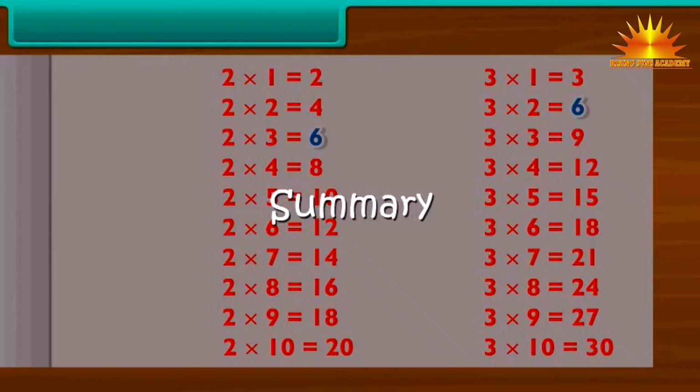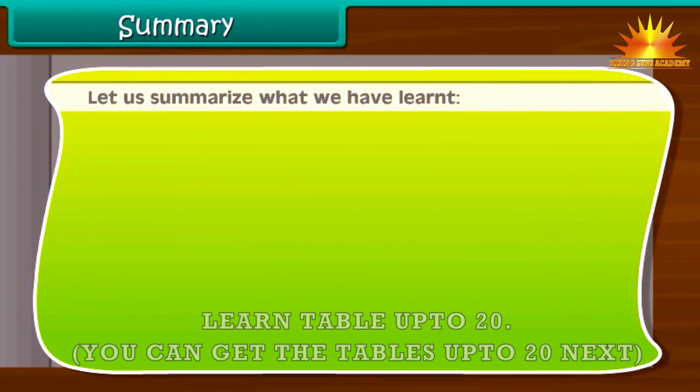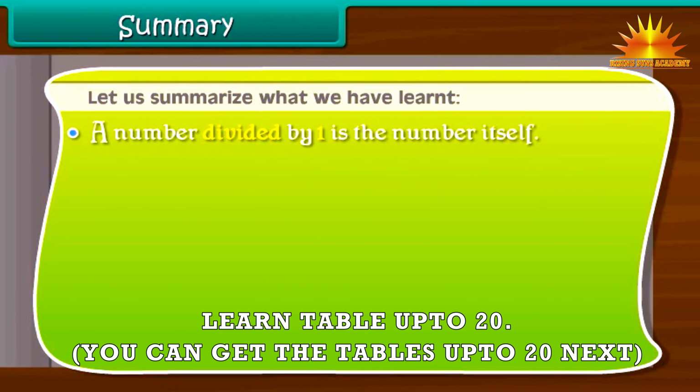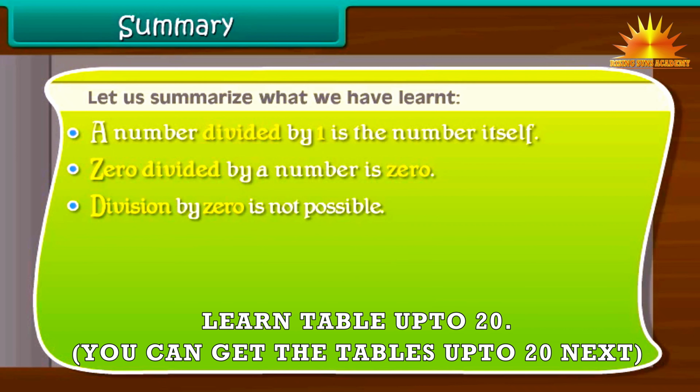Summary. Let us summarize what we have learned. A number divided by 1 is the number itself. 0 divided by a number is 0. Division by 0 is not possible.